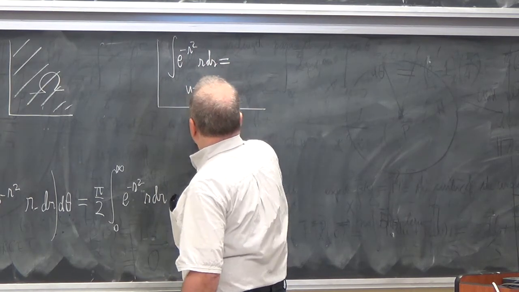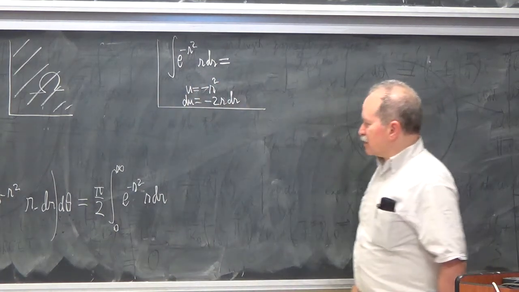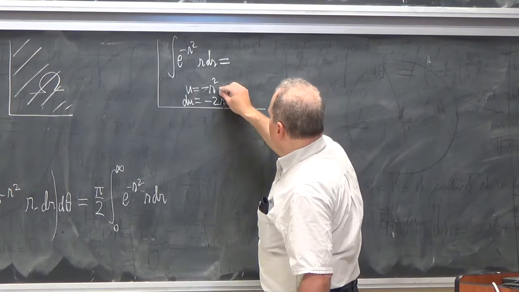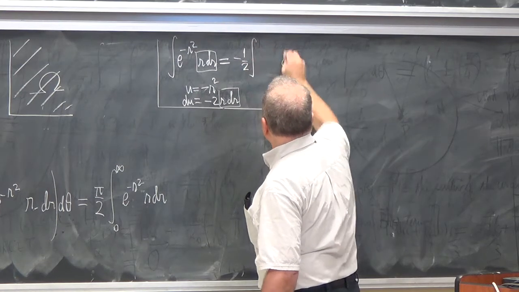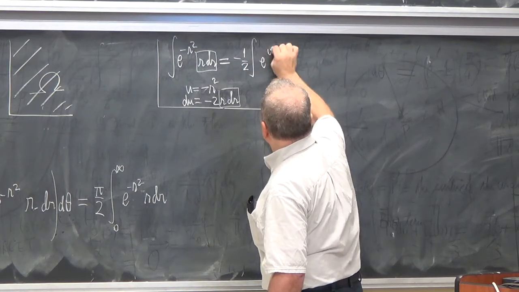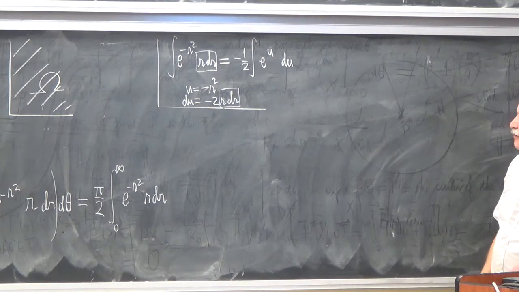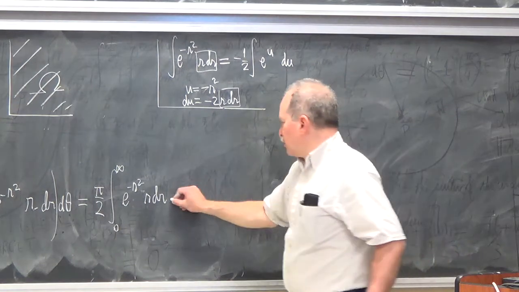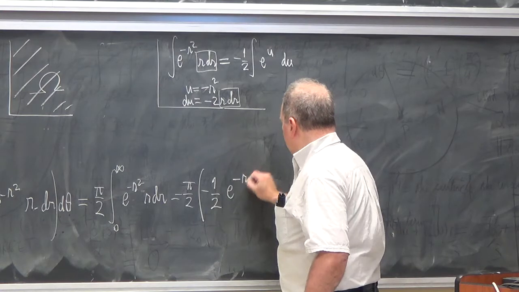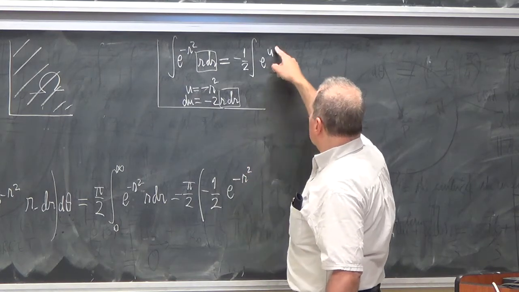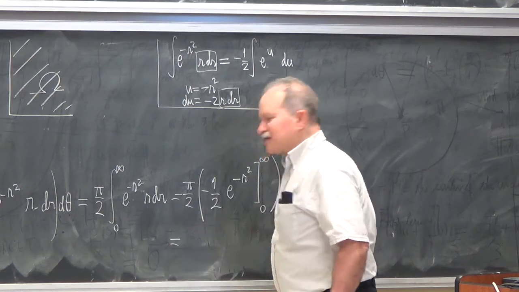u equals negative r squared, du is negative 2r dr. So what have I got? I've got r dr is negative 1/2 du, e to the u. Piece of cake. So what's the answer? e to the negative r squared, right? e to the u, evaluated from 0 to infinity, whatever that means.